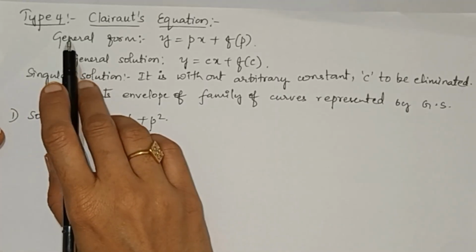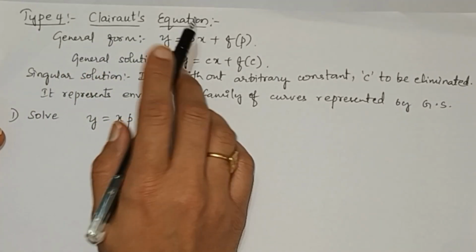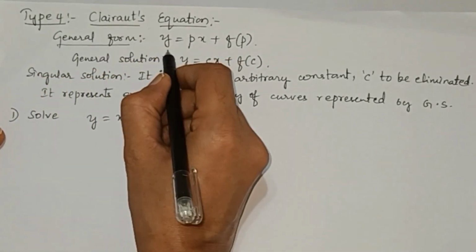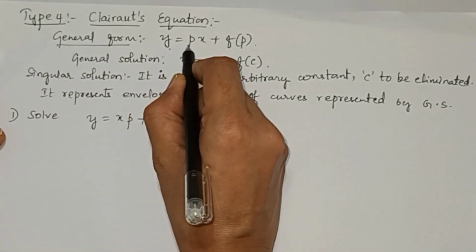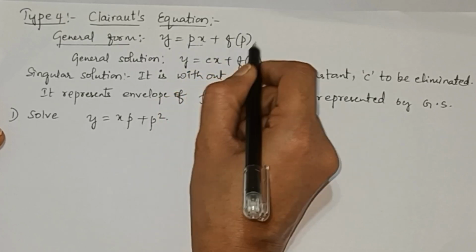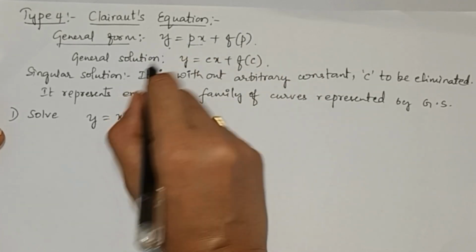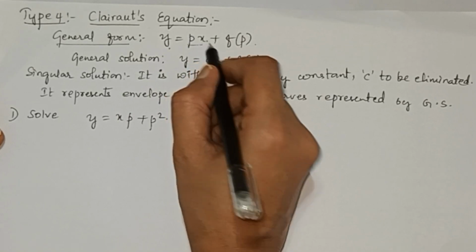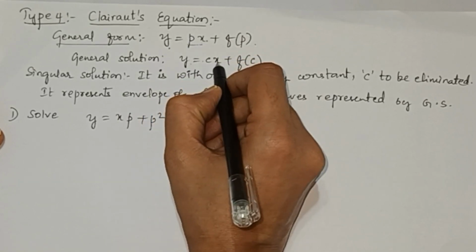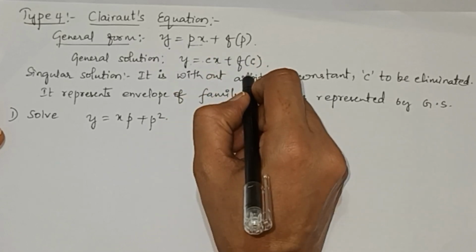Now the fourth and the last type is Clairaut's equation. The general form of a Clairaut's equation is given by y equal to px plus f of p. Px term, then any function which contains only p. Now the general solution of this Clairaut's equation is given by y equal to cx plus f of c. Just you have to replace p by c.